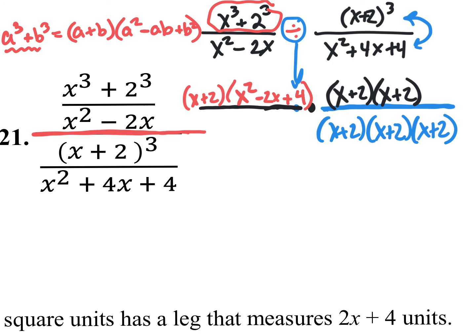In the denominator, I could pull out on this guy, I could pull out an x. So let me do that. Put parentheses there, pull out an x. What do I have left? X minus 2. Everything's factored.